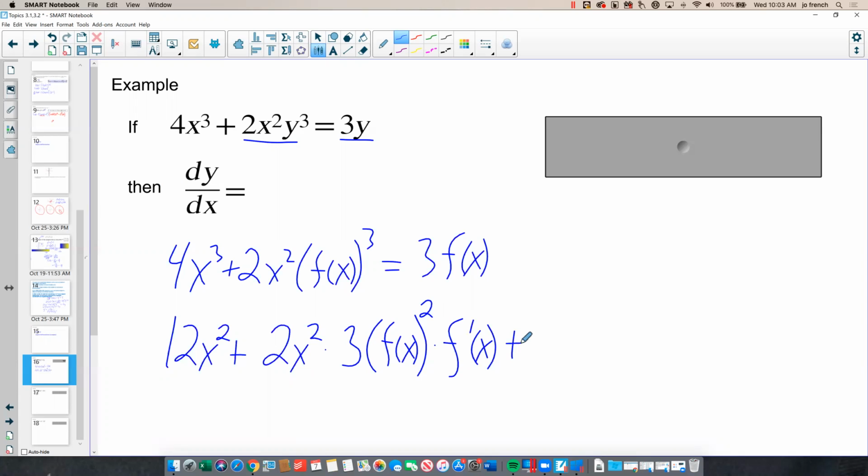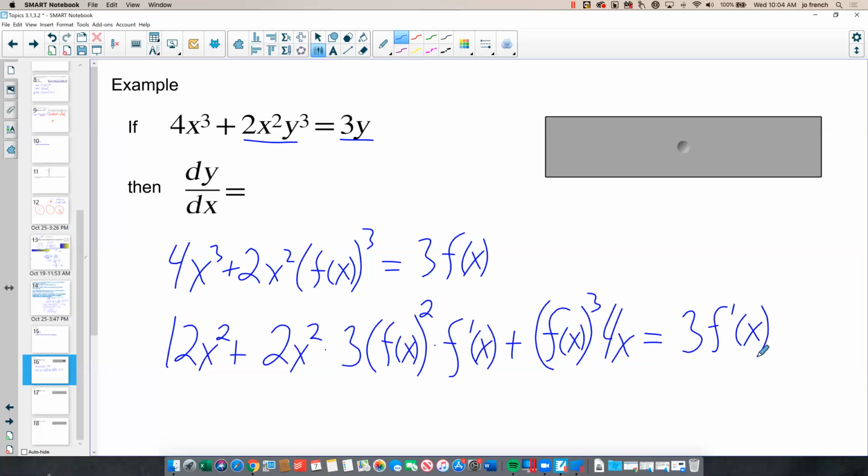plus my second term, f of x cubed, times the derivative of my first term. Derivative of 2x squared is going to be 4x by the power rule. And that's going to equal the derivative of my right-hand side. Well, 3 times the derivative of f of x, which is f prime of x.